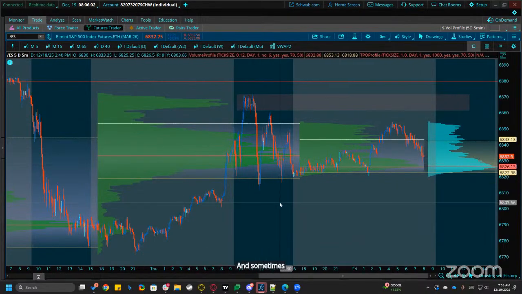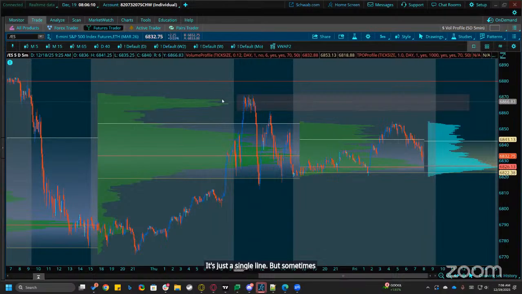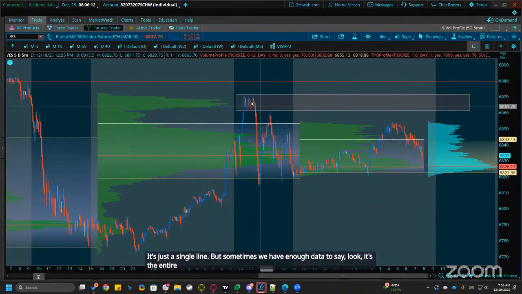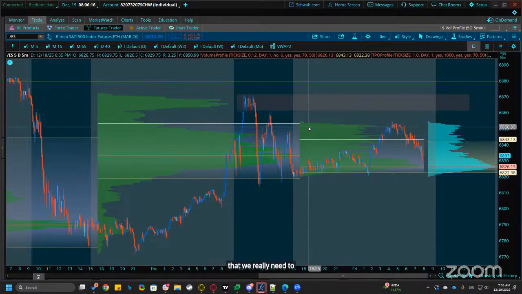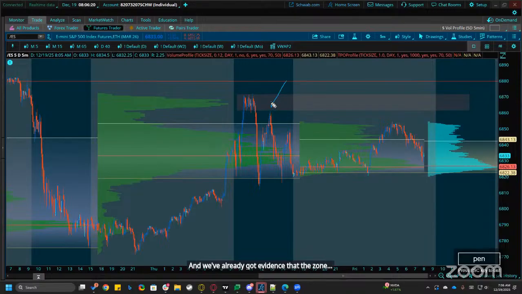And sometimes that's what we do, right? Yesterday's high, yesterday's low, today's open. It's just a single line. But sometimes we have enough data to say, look, it's the entire box. That's a 10-point zone that we really need to pay attention to. And we've already got evidence that the zone is what we need to focus on.